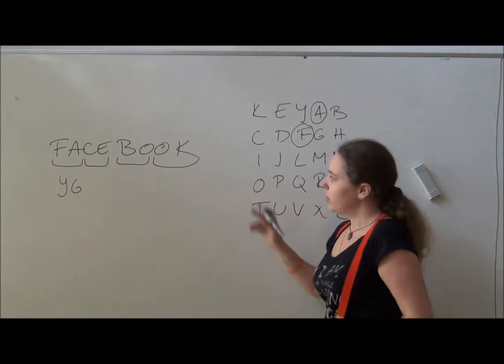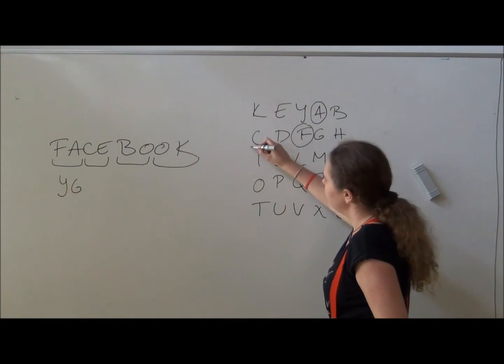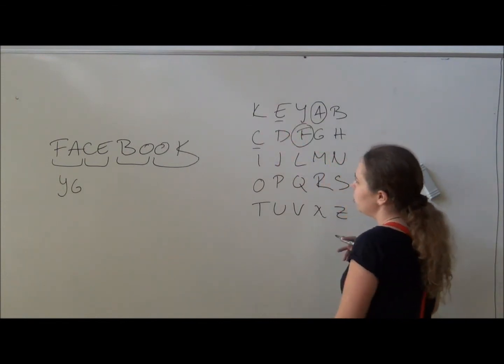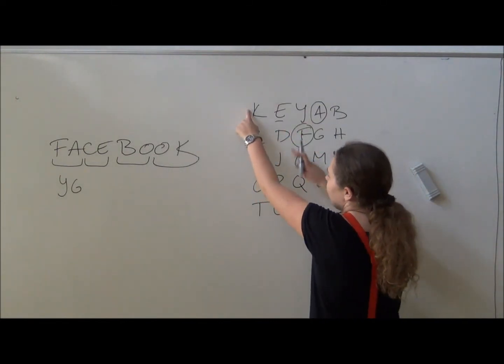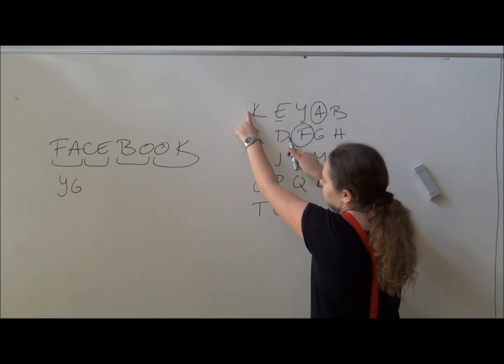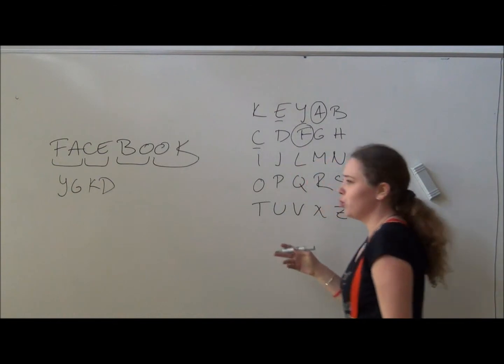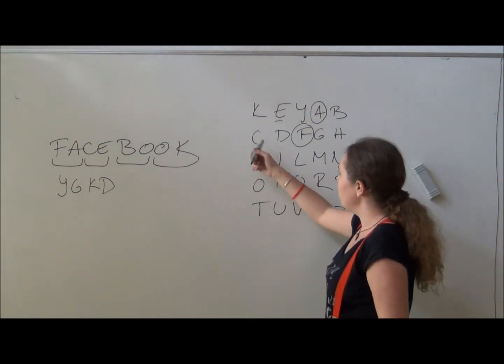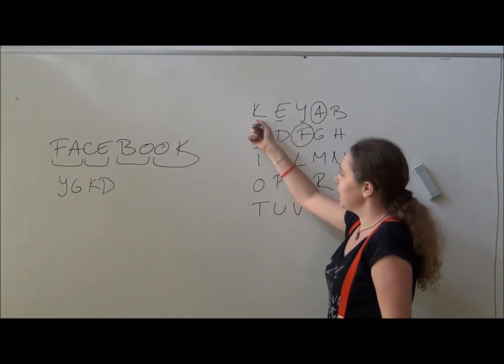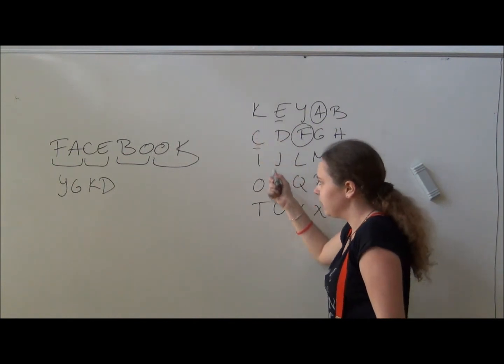Next thing, C and E. C and E. We switch them again. C becomes K, E becomes D. K and D. The important thing is not to switch the letters around. So if you have C and E, it's not D and K, it's K and D.